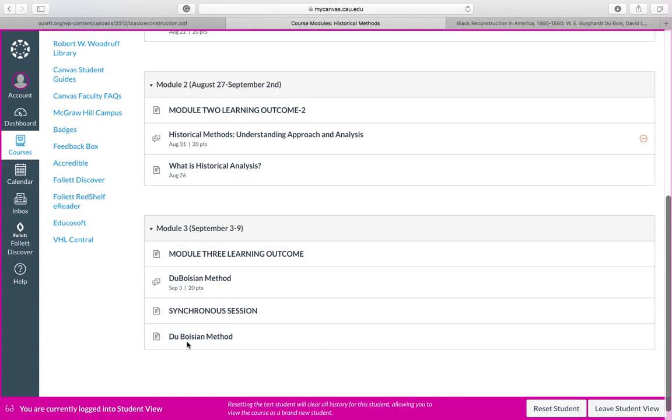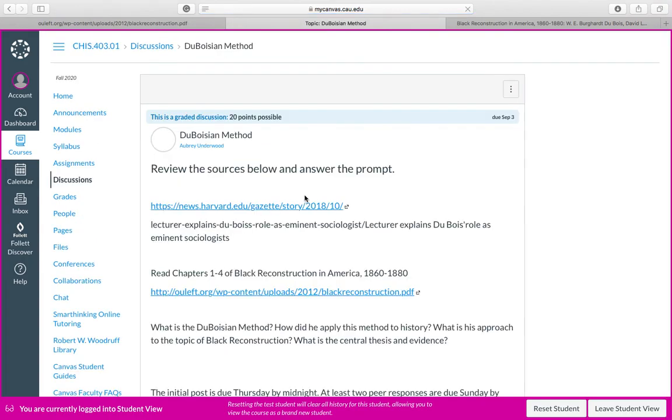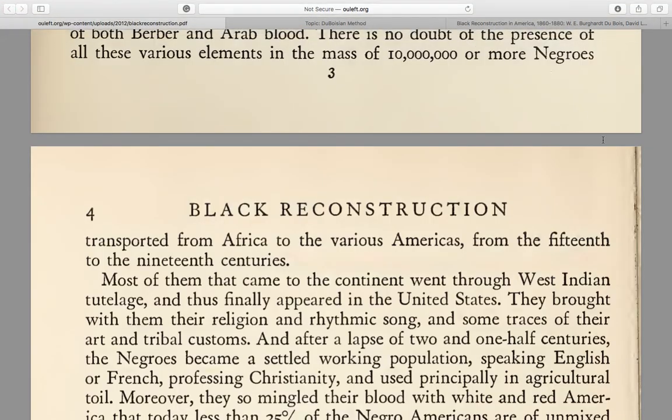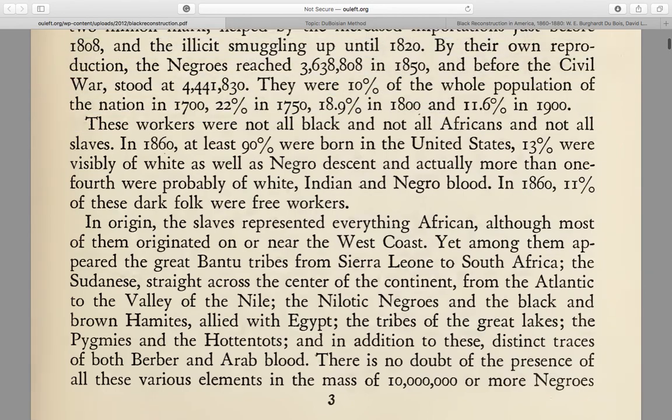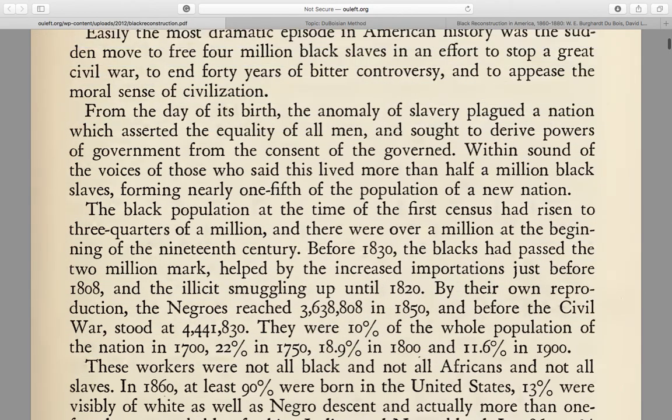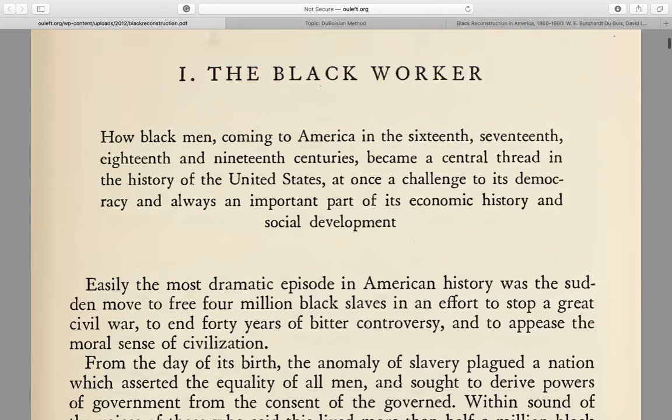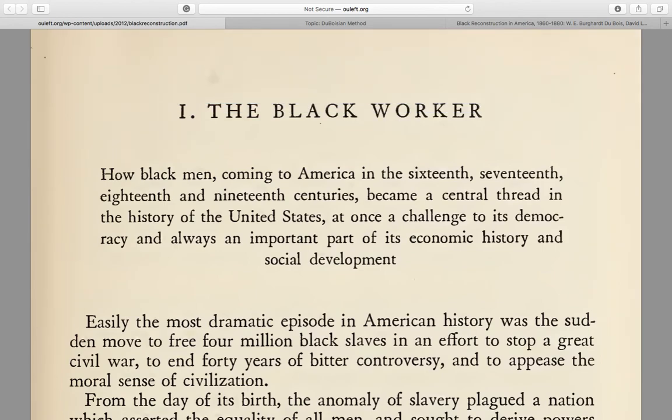And I just want to first show you a couple of things about the discussion. So I have an article right here for you all to read. And then when you click on the PDF of Black Reconstruction, I have a free copy for you here. Now, it is free, which is great. The problem is it doesn't have an introduction. Doesn't have a table of contents, doesn't tell you when any of this is published.